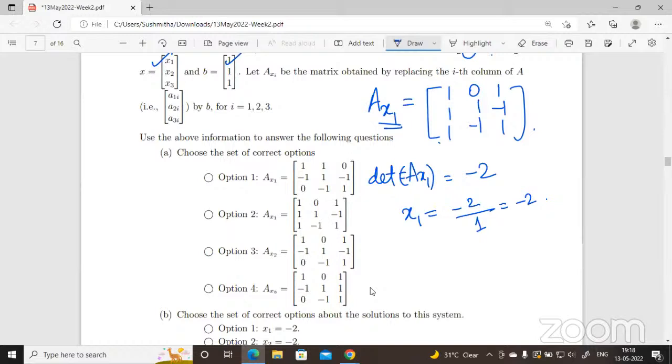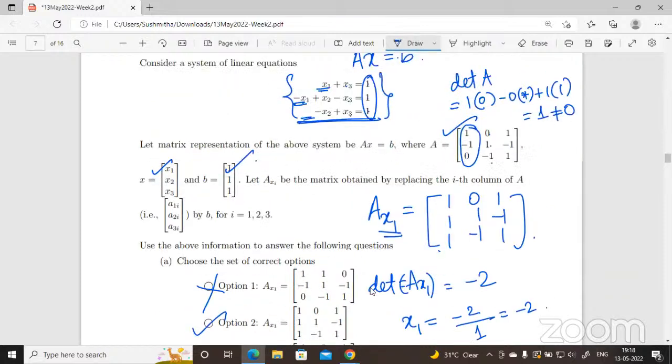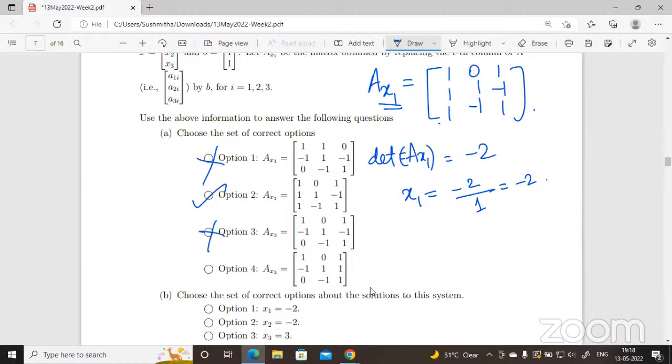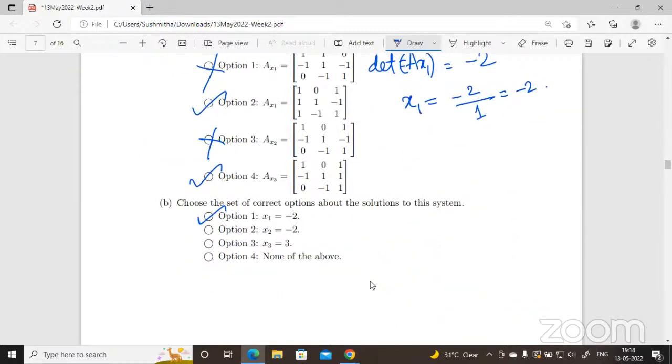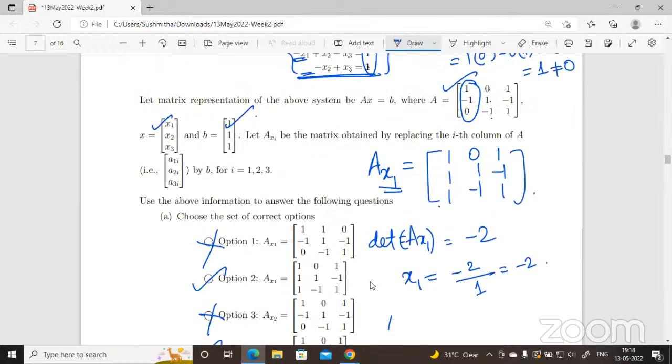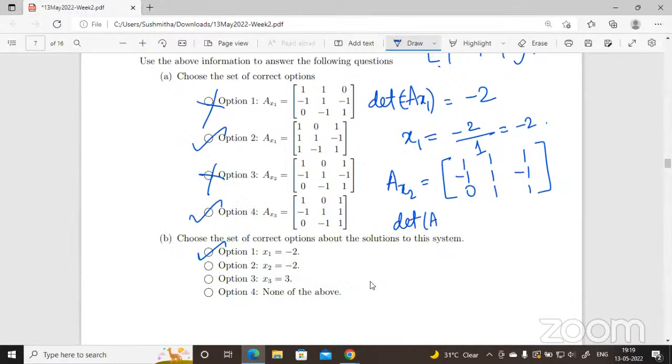Okay, let's check which option is right. A_x1 is this. And A_x2, what do we do for A_x2? The second column is replaced by 1, 1, 1. So this is not the case. A_x3, 1, 1, 1 is replaced in the third column. So A_x2 is not in the options. We have to find out A_x2, the determinant of A_x2, and then the value of x2. x1 we have already calculated. Let's calculate x2. What is A_x2? First column as it is, second column replaced with the right hand vector 1, 1, 1, third column minus 1, 1. What is the determinant? Maybe we'll expand along the third row or first column, anything.